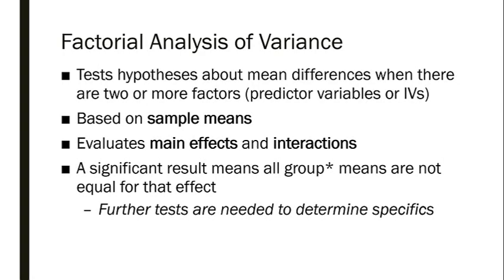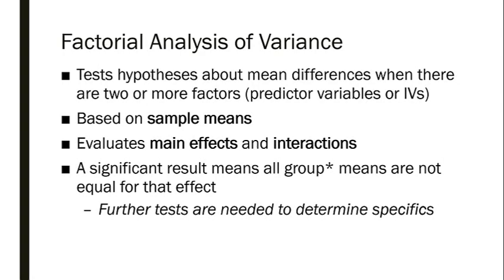Although the test statistic is a comparison of explained versus unexplained variance, just like we talked about when we talked about one-way analysis of variance. Unlike one-way analysis of variance, in factorial analysis of variance, we're evaluating both main effects and interactions.